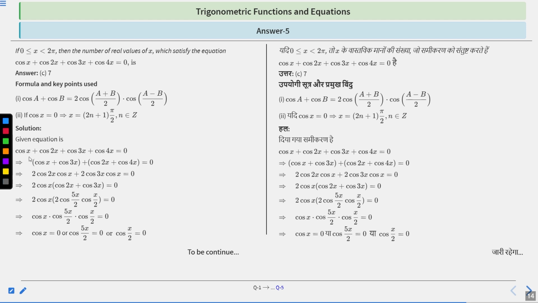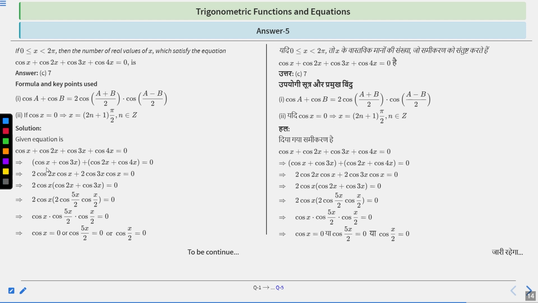The given equation we have is cos x plus cos 2x plus cos 3x plus cos 4x is equal to 0. So let's do pairing. Let's pair cos x with cos 3x and cos 2x with cos 4x, right? The purpose of this pairing is 3x plus x is 4x, and 3x minus x is 2x, and 4x minus 2x is again 2x, right? That's why we have paired like this. So we have cos x plus cos 3x plus cos 2x plus cos 4x is equal to 0.